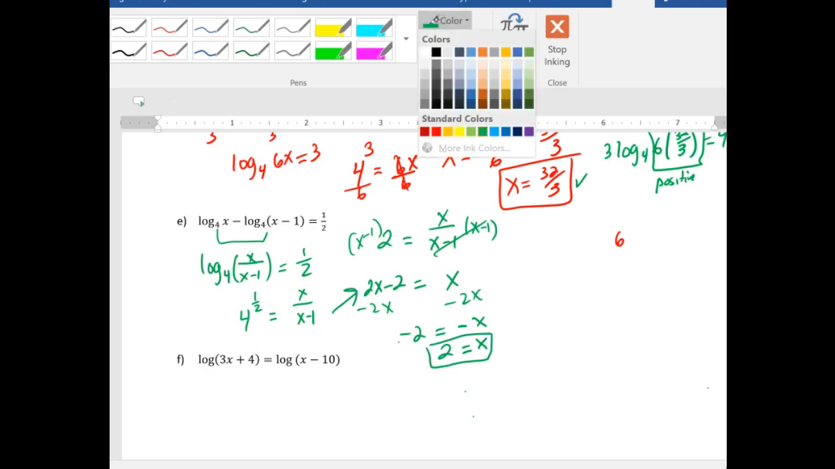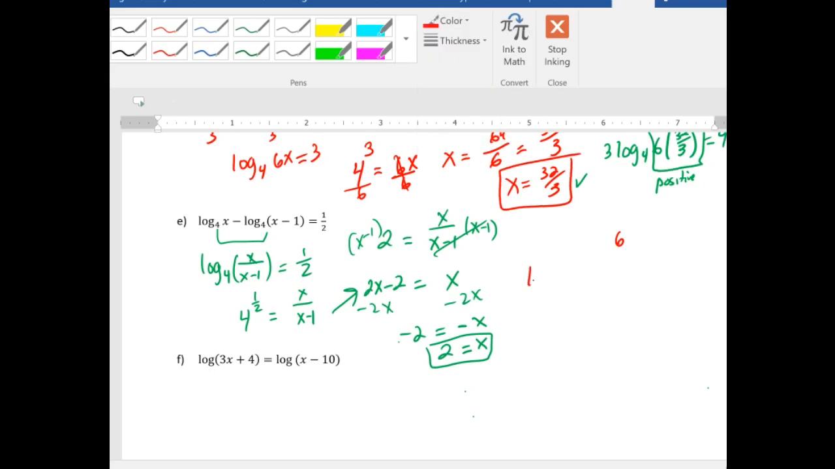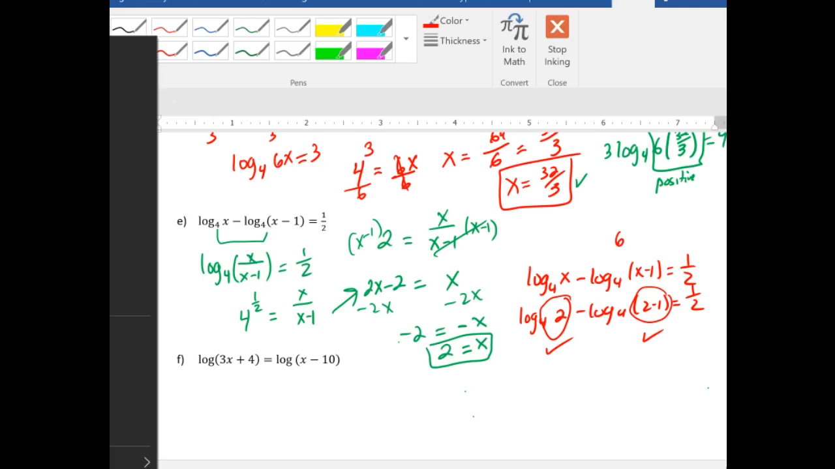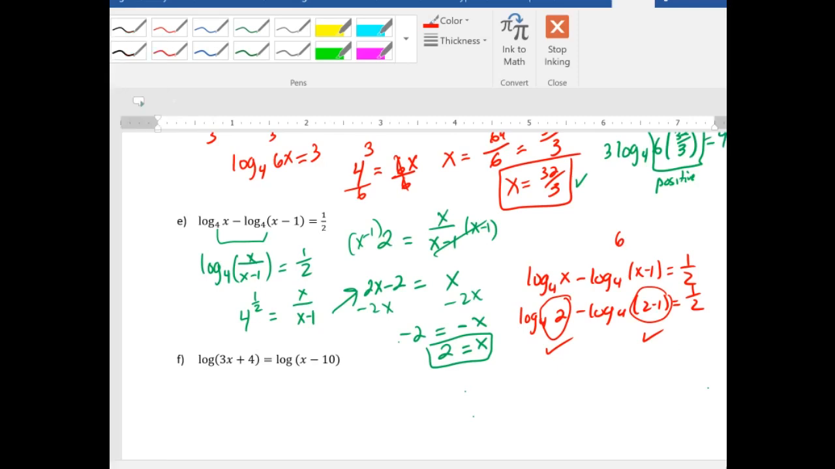We need to check our solutions. So this is the original problem. If we substitute 2 for x, whatever is in here, if it's positive, yes, and whatever is here, 2 minus 1 is 1. So that's going to be positive. And so we can see that our solution would be correct.